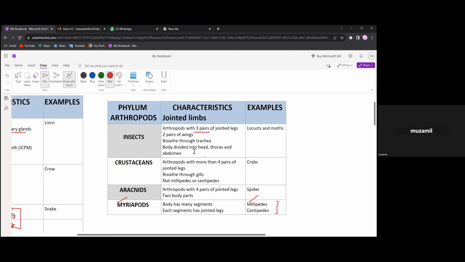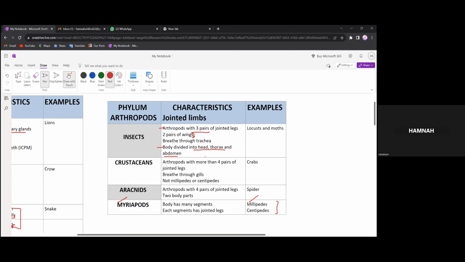So these two things, insects. Okay, this wings line, they could have wings and they could not. So the two most important points would be they have three pairs of jointed legs and their body is divided into head, thorax, and abdomen. Right, these two points are the most important ones. All insects have three pairs of jointed legs and body is divided into head, thorax, and abdomen.